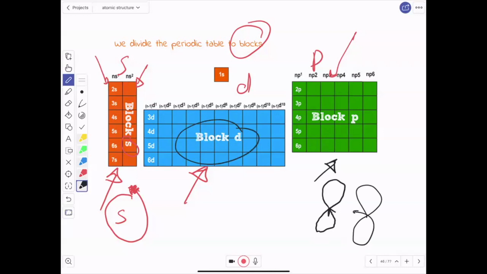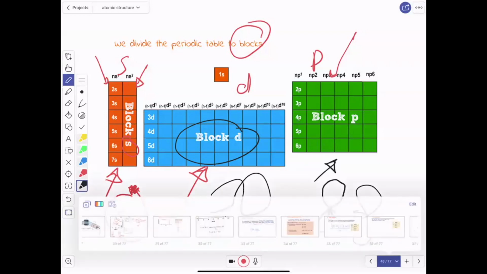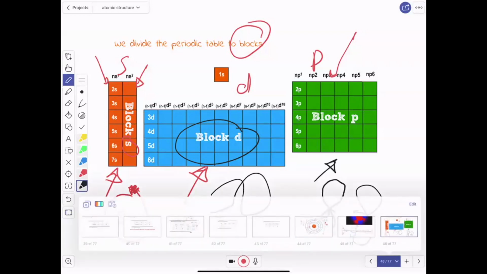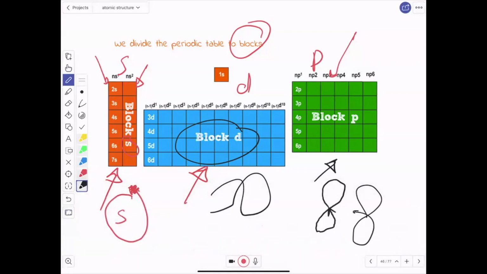What about d electrons, like iron and all of the transition metals? The shape is way too complicated, and it's not in our syllabus to determine the shape of electrons in the D block. It looks complicated at the beginning, but I promise it's much easier when you try to look at it this way.